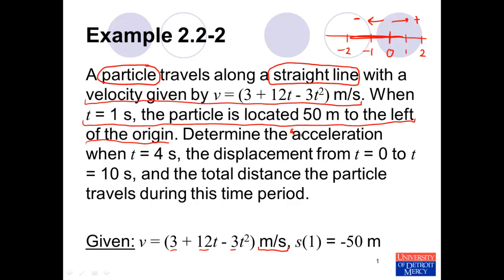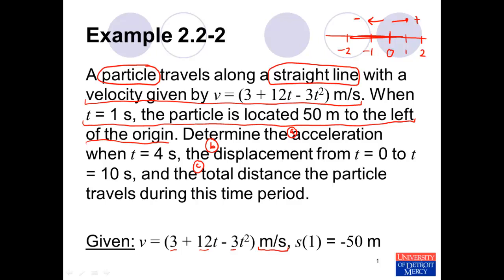We want to first determine the acceleration when t equals 4 seconds. Next, we want to determine the displacement between t equals 0 and t equals 10 seconds. And then finally, we want to find the total distance the particle travels during this time period. So we'll basically do this example in 3 parts.